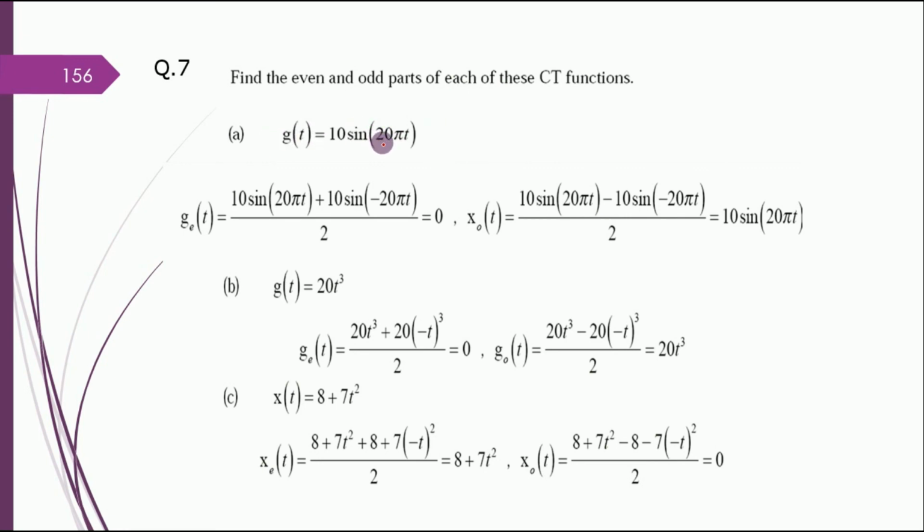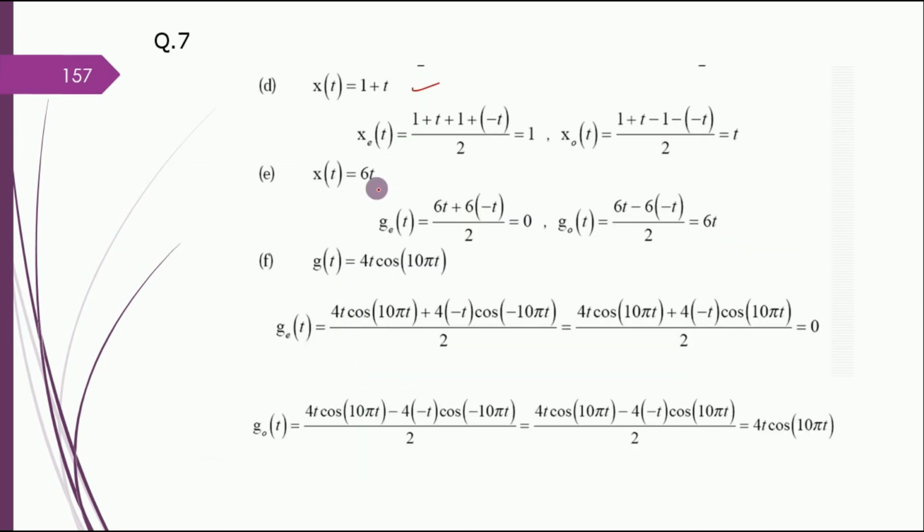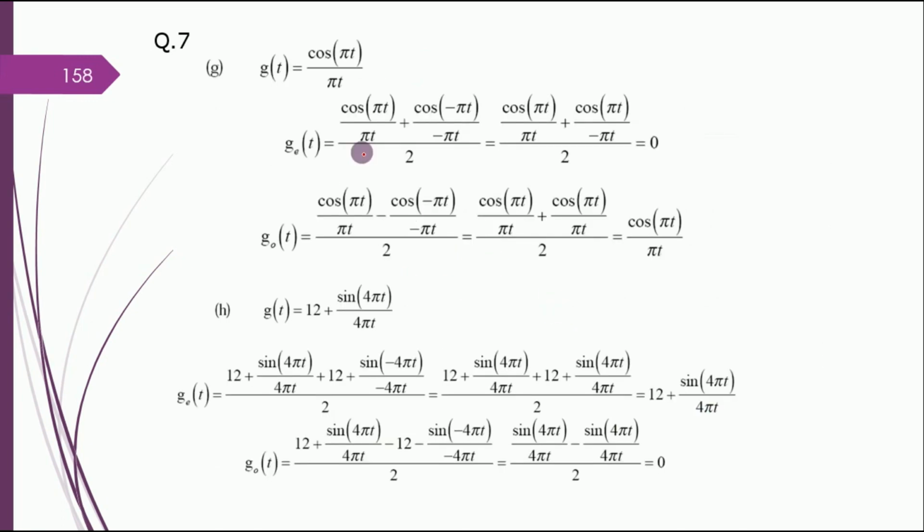You can take this as an assignment. You can just scroll it. I'll share these PPTs with you. You can solve it, and answers are there for your reference. 10 sine of 20 pi t, check for even and odd part. As sine is there, it is an odd signal, so the even part will be 0. The whole thing is odd. Similarly, you check for the even and odd parts for all the given signals here. This one, this one, this one, this one. Take all these as an assignment.